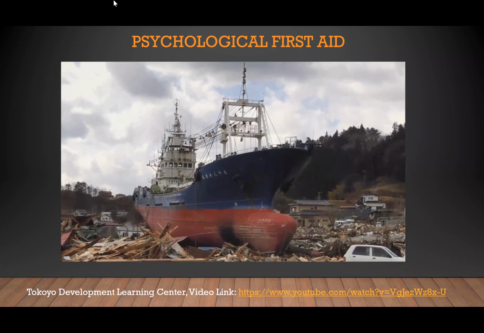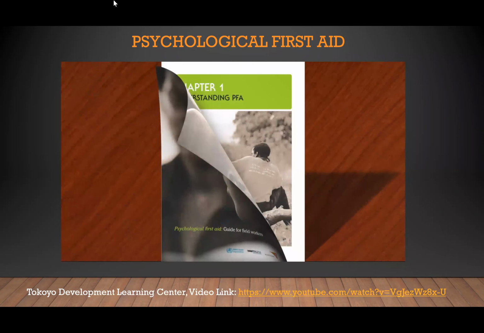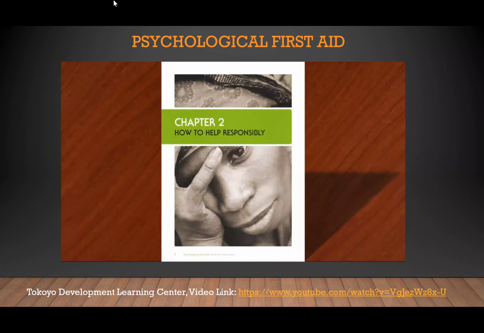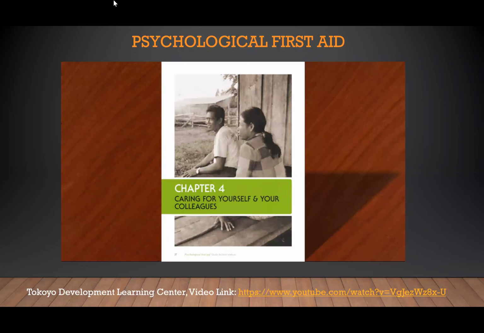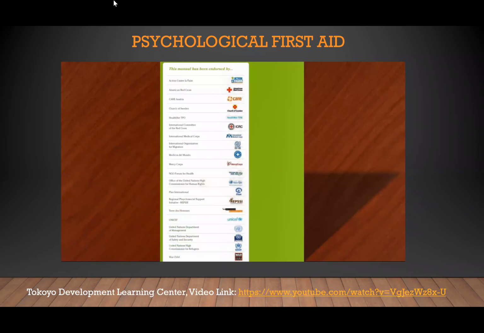The PFA Field Guide, produced by the World Health Organization and its partners, provides humane, supportive, and practical help to fellow human beings suffering from crisis events. It offers a framework for supporting people in ways that respect their dignity, culture, and abilities, and provides both social and psychological support.